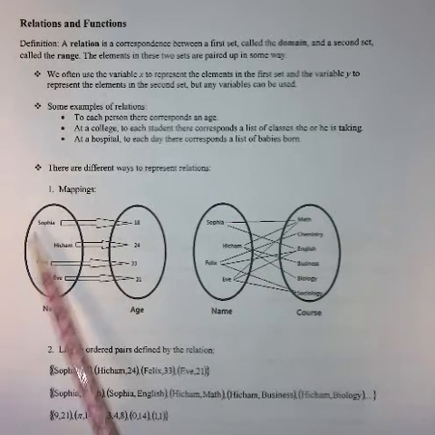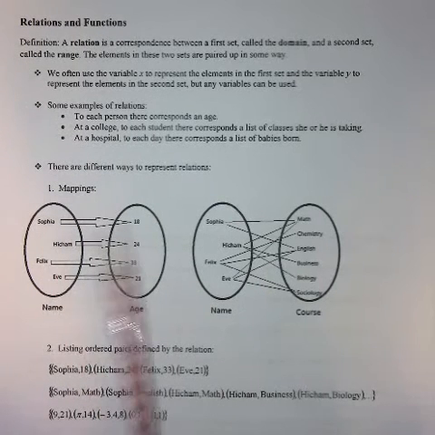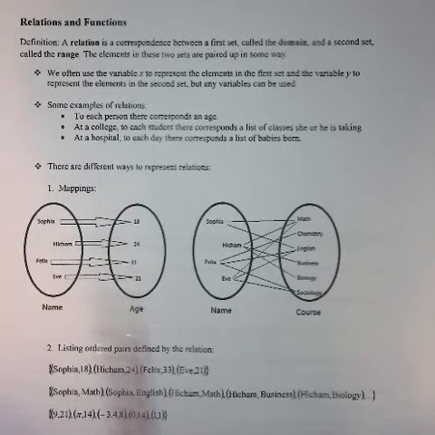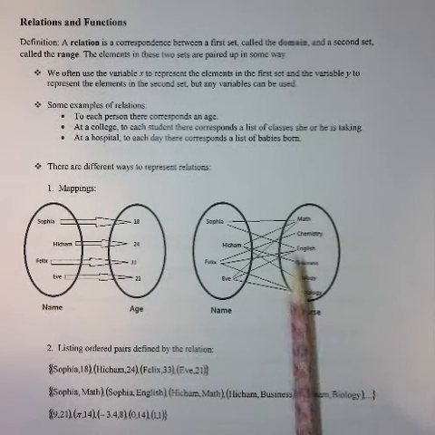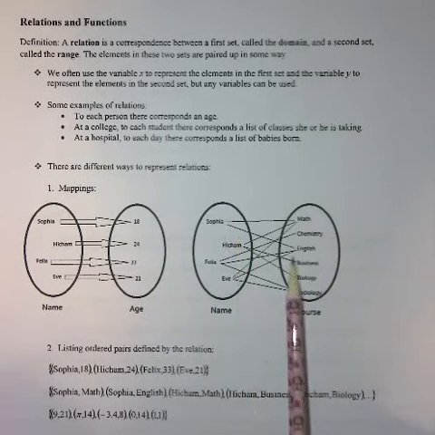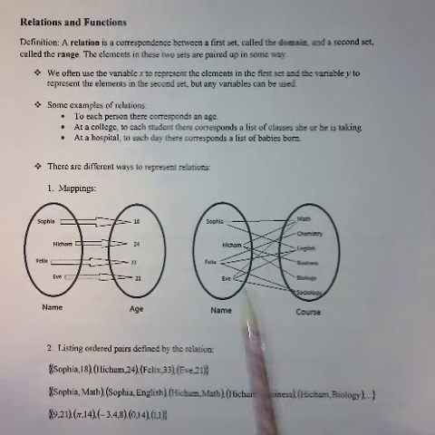And you can see one person can only be one age at a time, and so there's just a one-to-one pairing up of the names and ages. Now those same people also are taking some courses, and they can of course take more than one course, so some of these names go to more than one course. Both of these are relations.